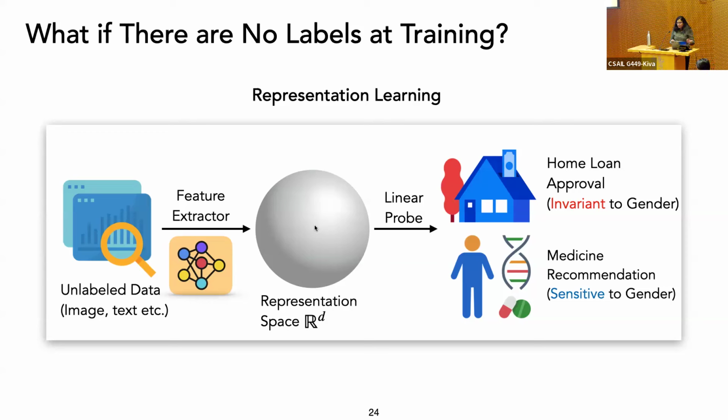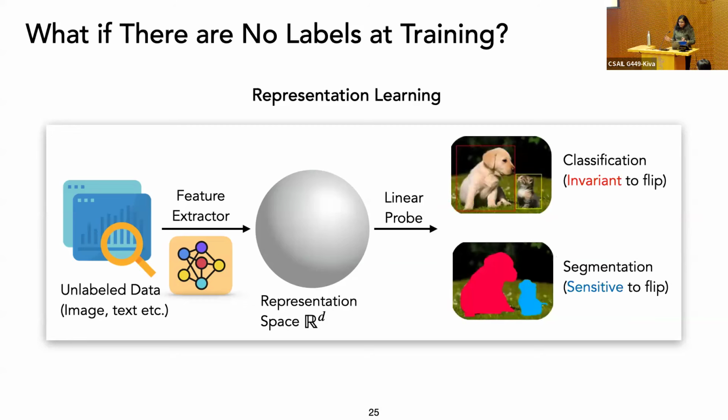However, if there's a doctor who needs to recommend some medicine to a patient, we want the prediction or the decision to actually be sensitive to gender, because the medicines actually depend a lot on the physiological characteristics of a person. Talking a bit more about some computer vision tasks, what if you're doing classification?